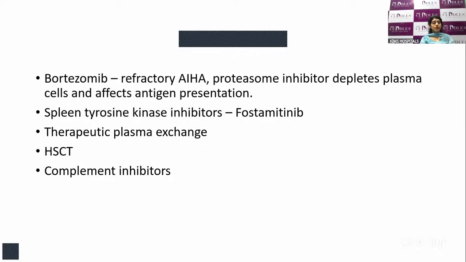Then you again have bortezomib for refractory AIHA. It is a proteasome inhibitor that depletes plasma cells and affects antigen presentation. Spleen tyrosine kinase inhibitors like fostamatinib, therapeutic plasma exchange, HSCT, and complement inhibitors, all of these can help.